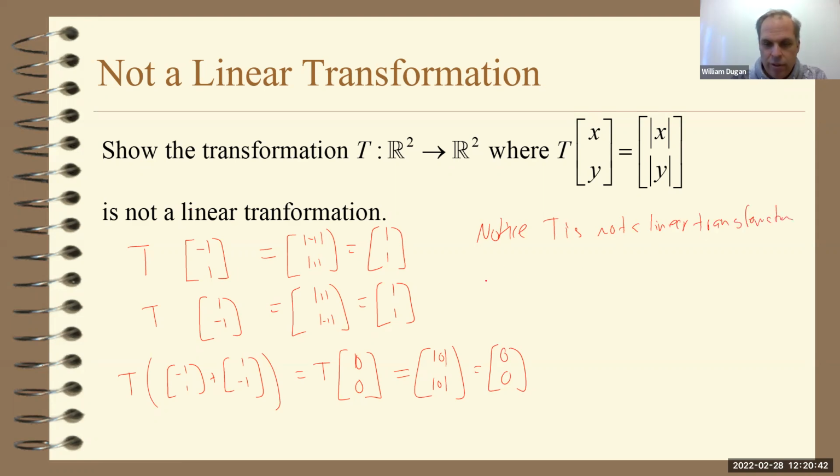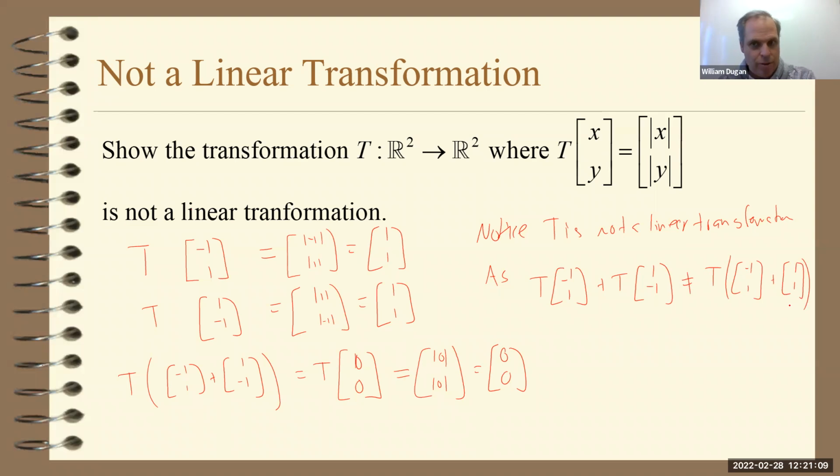And that's because I found at least two vectors so that T of the first vector plus T of the second vector did not equal T of the sum of those vectors. And that's what had to happen. Remember, that's one of the properties. It has to preserve vector addition, and it didn't. So there you go. That's a good example of where something is not a linear transformation.